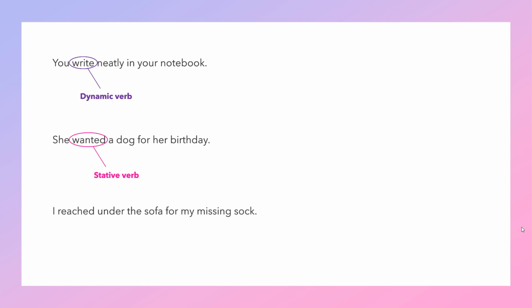The last example, I reached under the sofa for my missing sock. The verb here is reached, and because that's a physical action, that is a dynamic verb as well.